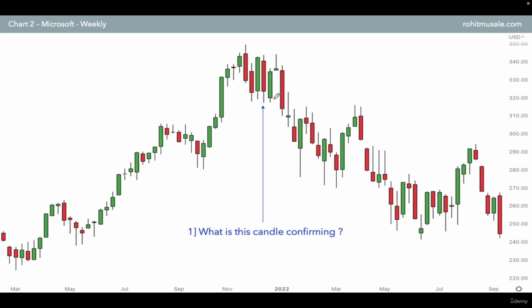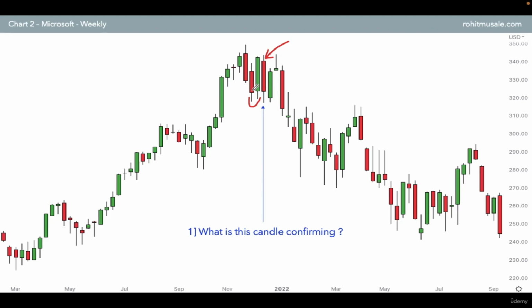So the first question is, what is this candle confirming? So this red candle, well, if you look at the 2 candles prior to the red candle, that is completing a last engulfing top pattern. Since the close of this red candle is below the close of the prior green candle, this candle is confirming the bearish implication of the last engulfing top.